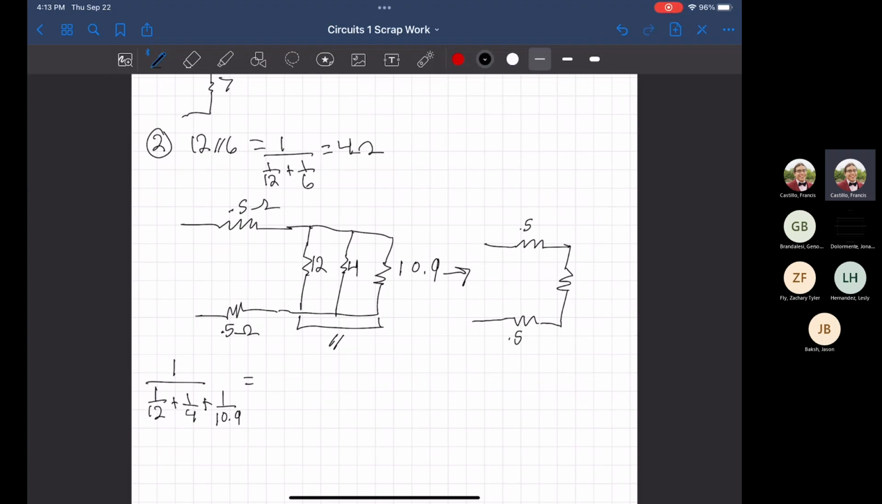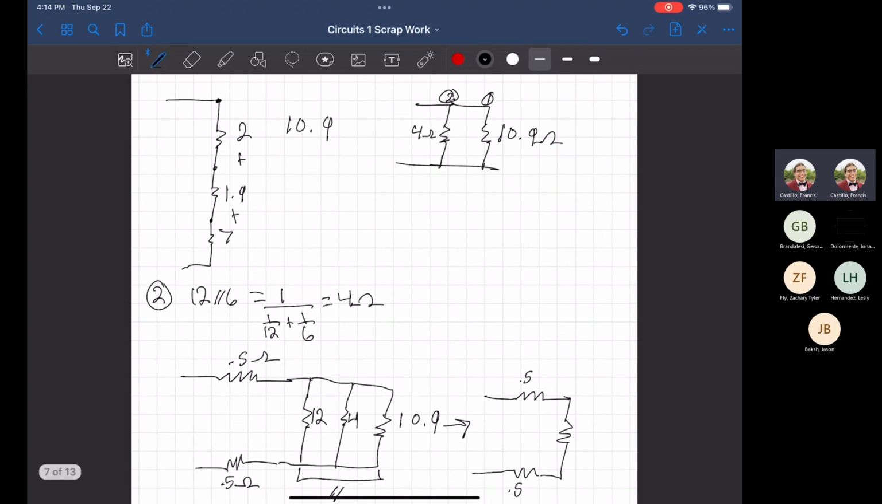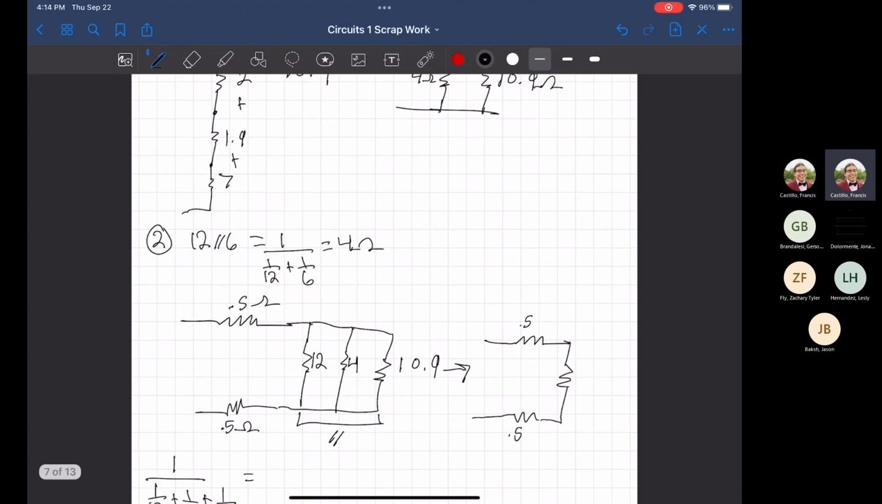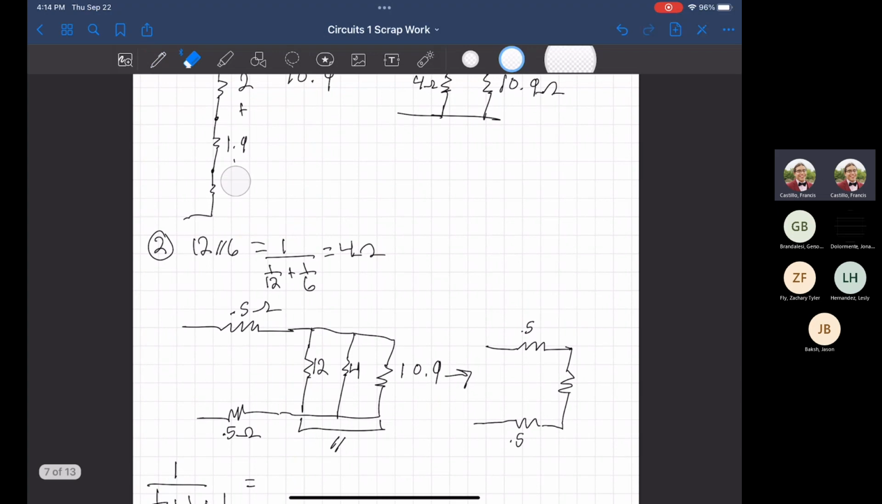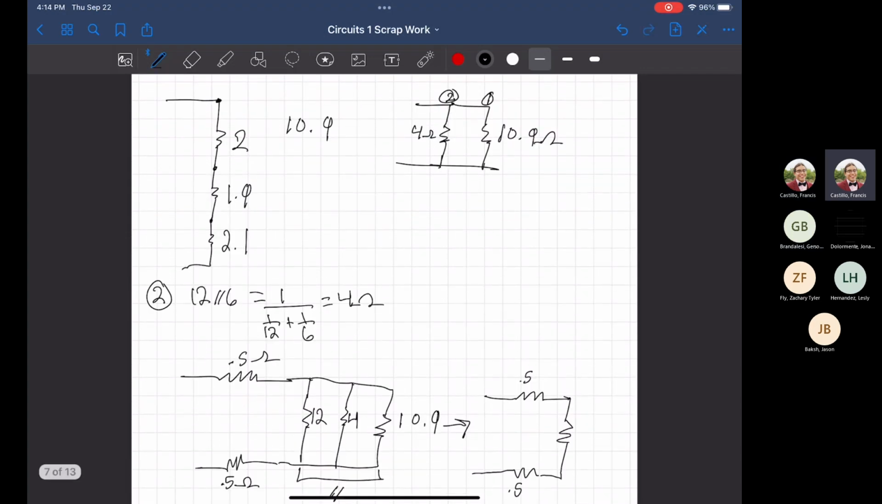Oh, you know what I forgot to do? I see. Yeah. Okay, you were right. Up here, I completely ignored values I was getting. So it would be 2 plus 1.9 and then 2.1 here. That's where I was making my mistake. The summation of that should get you to 6 ohms instead. That's where I was messing up.